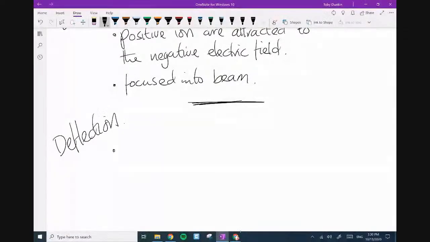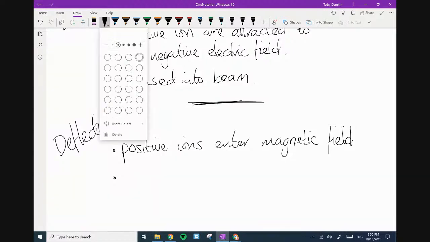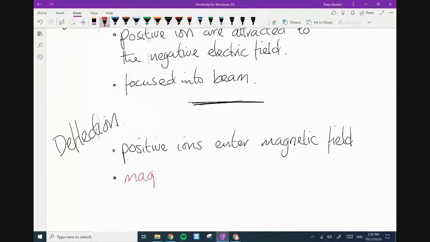Positive ions enter the magnetic field. Notice my change in color. The magnetic field is variable. This is the only part of the machine that's variable.